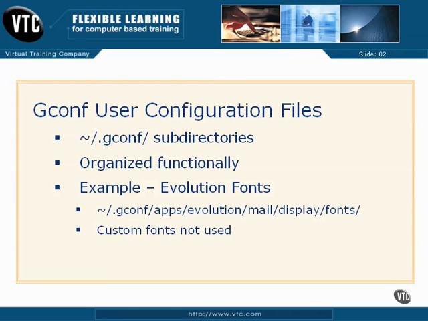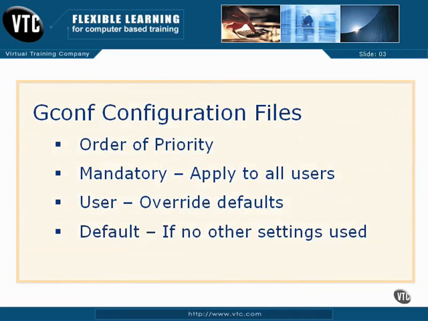When gconf configuration files are meshed together, they're considered in the following order of priority: mandatory, user, and default. In other words, mandatory settings apply to all users and override any settings created for the specific user or any default settings. Whereas user settings in the user's home directory, the .gconf subdirectory, override any defaults that may exist. And default settings apply only if there is no mandatory or user configuration for the particular setting.